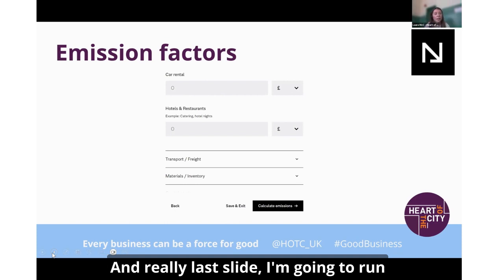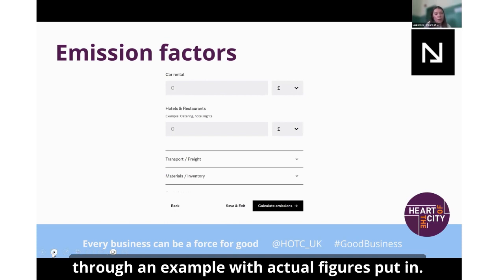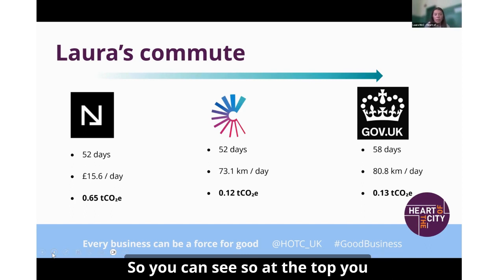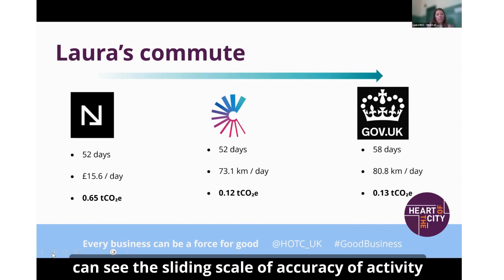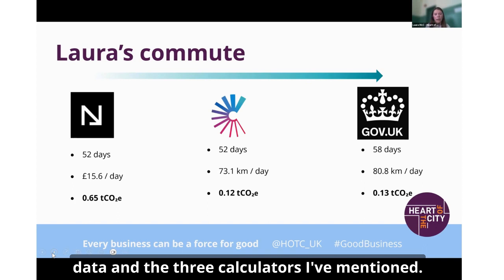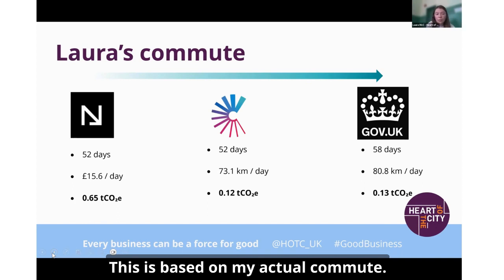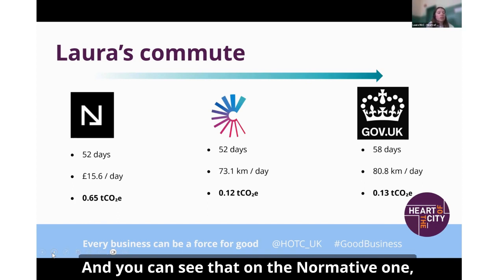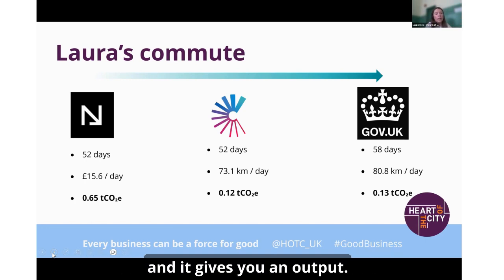And really last slide, I'm going to run through an example with actual figures put in so you can see. So at the top, you can see the sliding scale of accuracy of activity data and the 3 calculators I've mentioned. This is based on my actual commute. And you can see that on the normative one, I've put in how much I spend in a day, and it gives you an output.